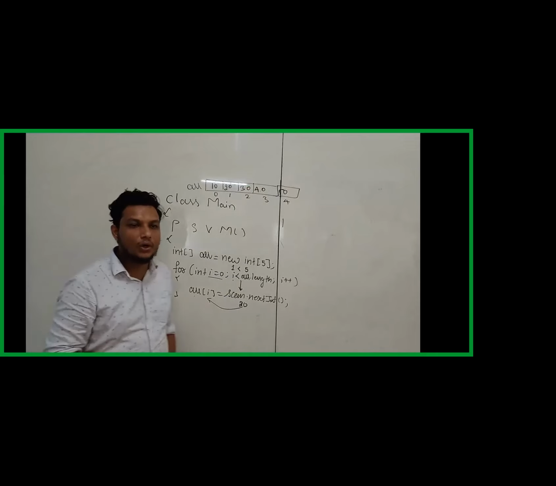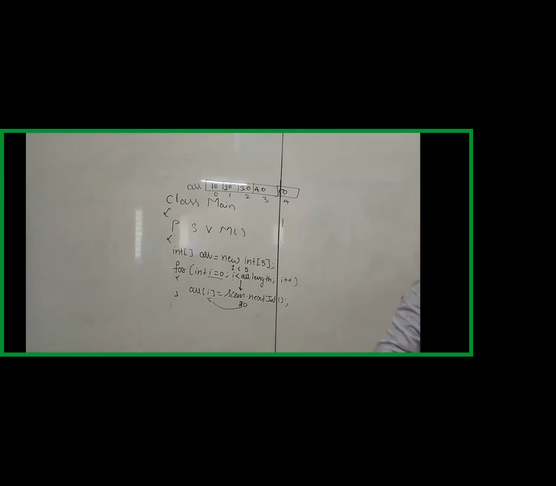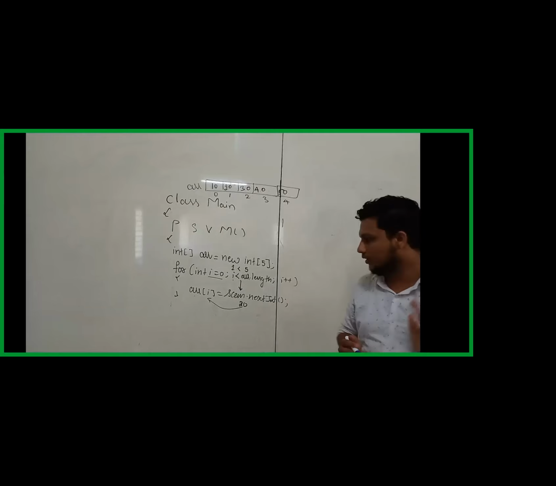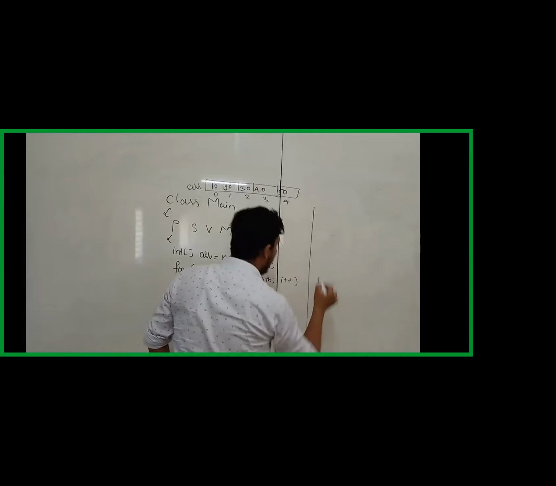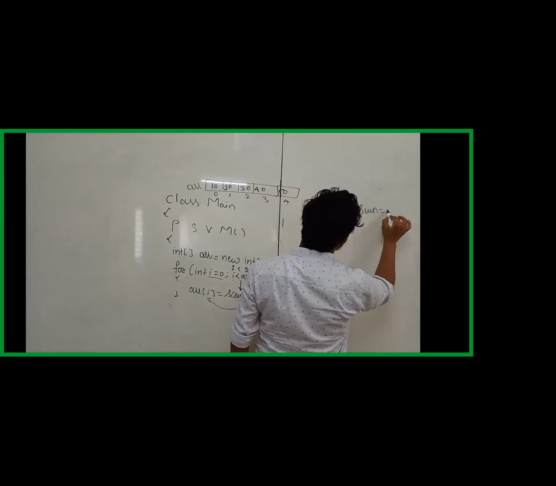Now what do I want to do? I want to calculate the sum. To calculate the sum, what I'll do? I'll declare a variable. Initially, I'll keep the sum value as 0. So int sum is equal to 0.